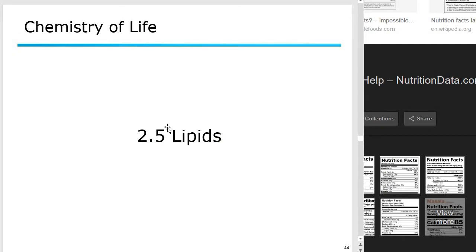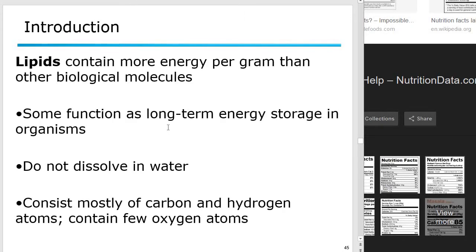Okay, the next group is lipids. Lipids, same thing. We have monomers and polymers. The thing that sets lipids apart is that they are hydrophobic. They do not dissolve in water. And they are made up mostly of carbon and hydrogen, long chains of carbons and hydrogens all hooked together.